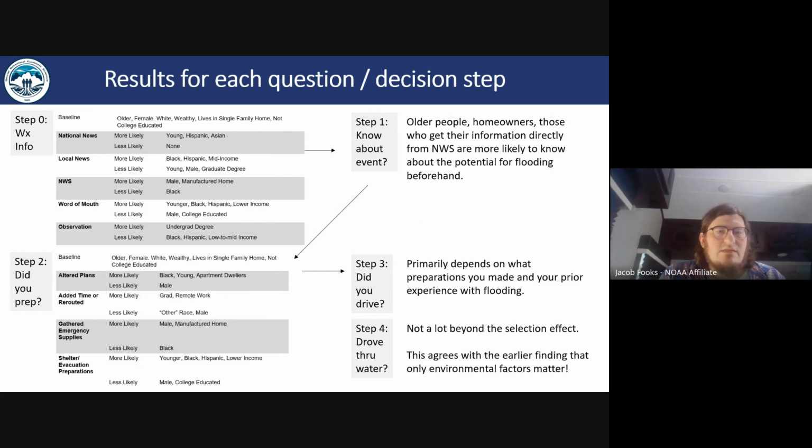So in general, looking at this step by step, we start off with where you are getting your weather information. We looked at several sources of information, and we do see differences in who is accessing information from different sources. Males and people in manufactured homes are more likely to get information from the National Weather Service, for instance, whereas Black people are less likely to. That feeds into step 2, where we ask, did you know about the event beforehand? We find that older people, homeowners, and those who get their information directly from the Weather Service are more likely to know about the potential for flooding beforehand than others.